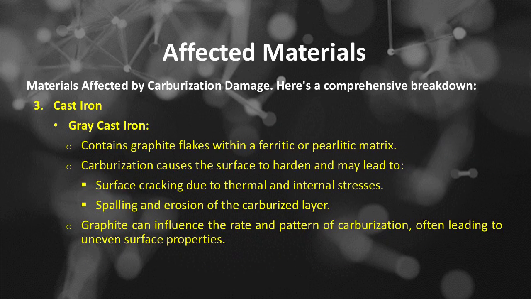Number B of alloy steels is high alloy steels such as stainless steels, which contain significant amounts of chromium, 10.5% and above, and sometimes nickel.